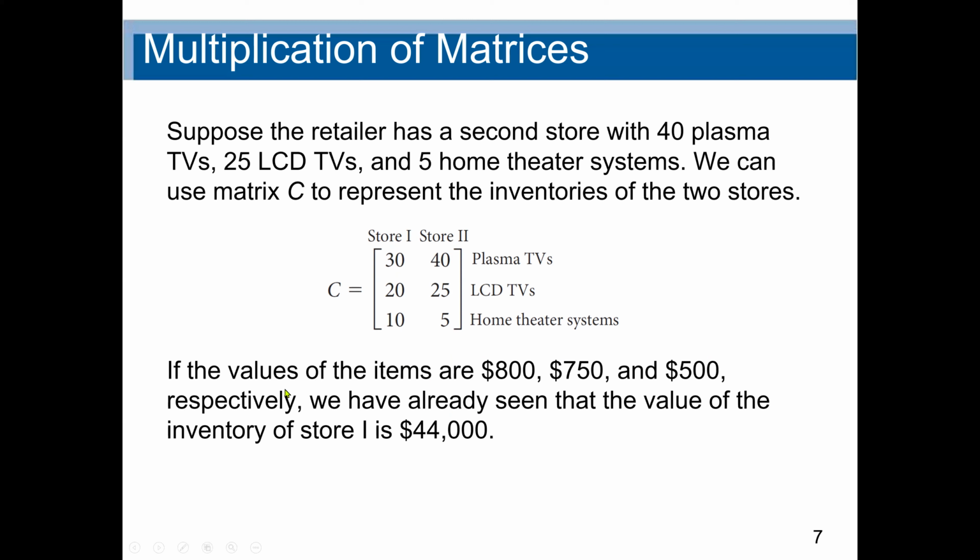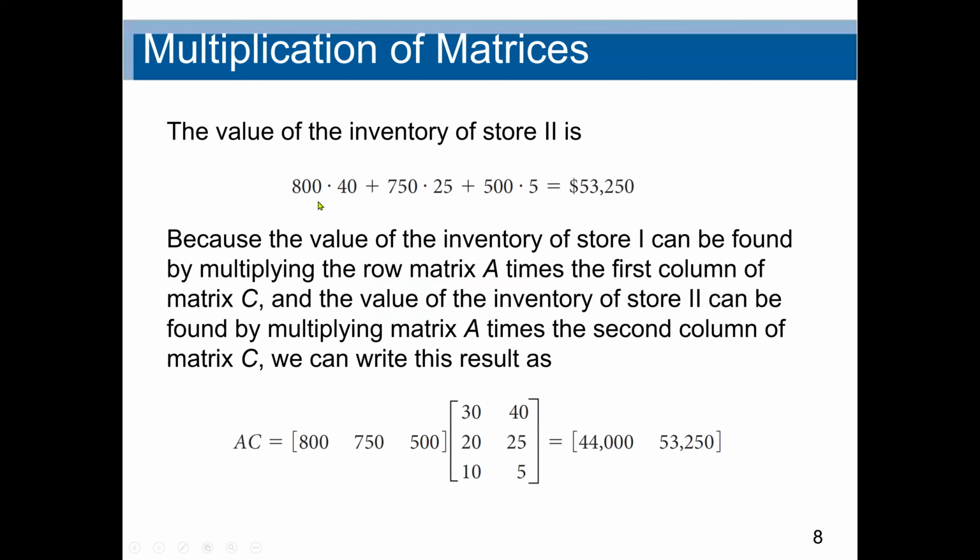But the price, if the values of the items is the same, 800, 750, and 500. And we have already seen this calculation for the first one will give us 44,000 for store 1. Store 2 value may be different. So that's what we're going to do. We get 53,250. So what we did, we multiply again the price. The price is the same for both stores. So I multiply 800 times 40, 750 times 25, 500 times 5.